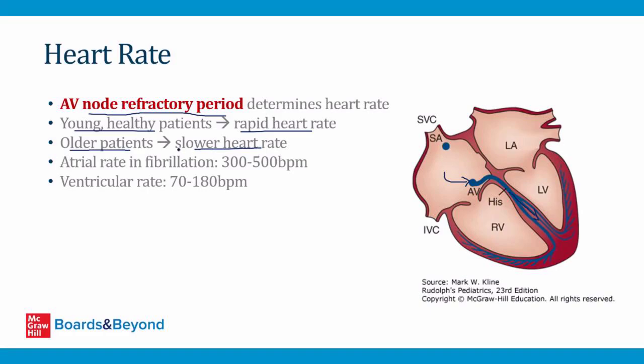One thing to be aware of in AFib is that the rate of impulses in the atria is around 300 to 500 beats per minute. It's very, very fast. But the ventricular rate goes from about 70 to 180. It's rarely higher than 180, and that's because your AV node doesn't allow more impulses than 180 per minute to get through to the ventricles. And it's that AV node refractory period that determines how fast the heart rate is in AFib.